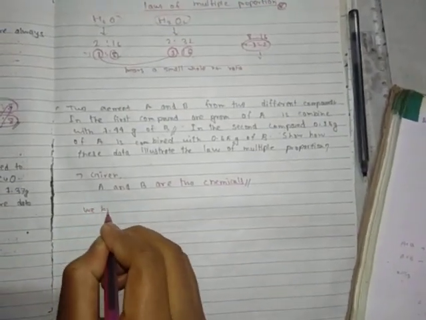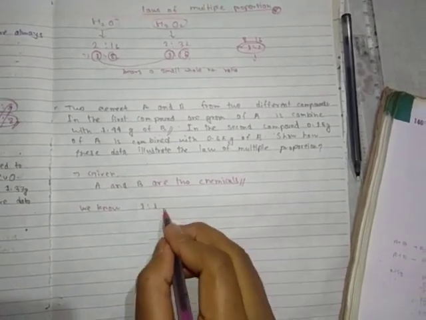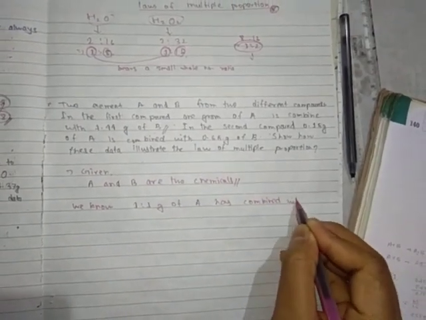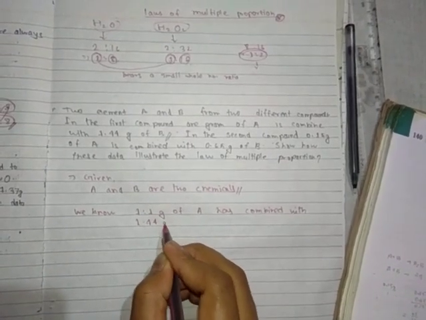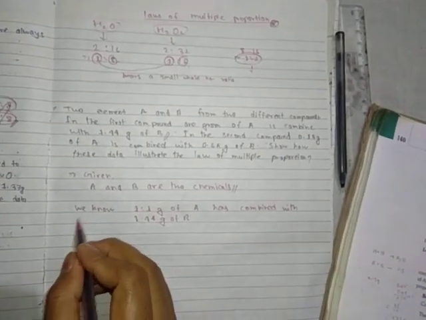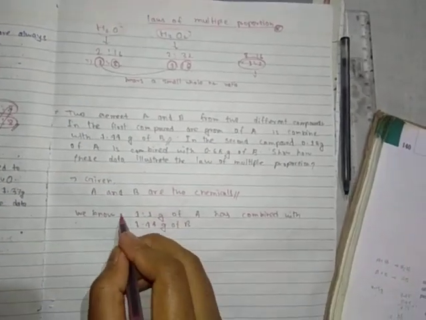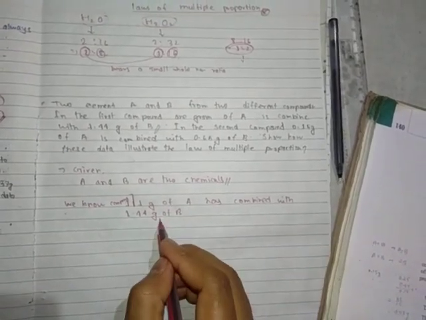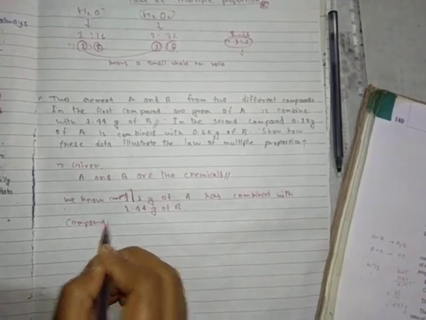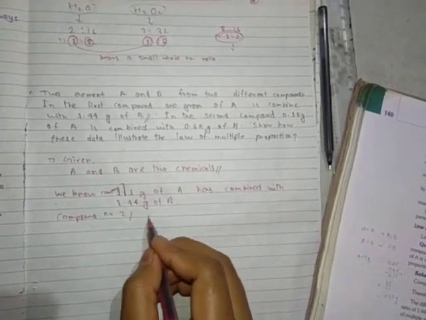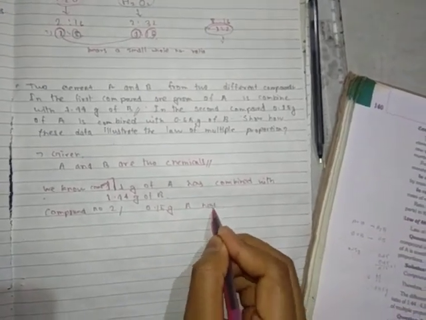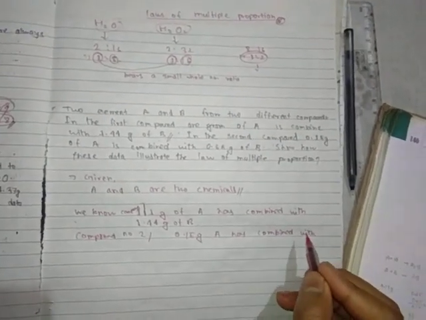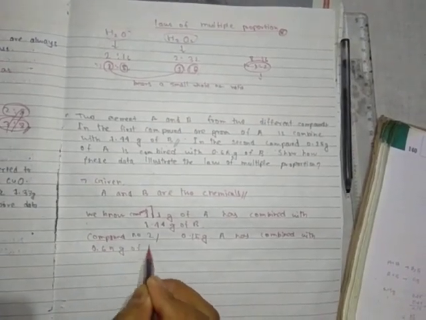So we know that 1 gram of A has combined with 1.44 gram of B. This is compound number 1. Now compound number 2 says 0.15 gram of A has combined with 0.65 gram of B, okay.